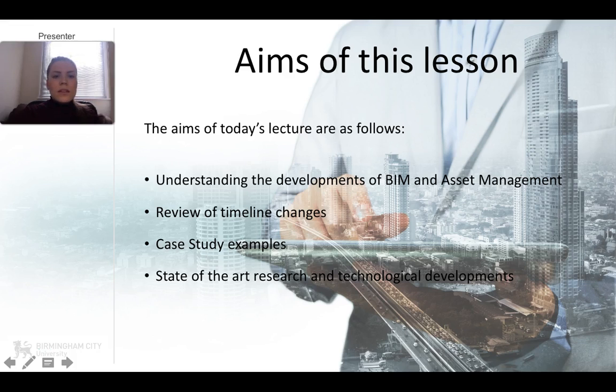The aims of this lesson today will be understanding both the definitions and the developments of BIM and asset management, as well as the review of the changes that have occurred within a period of a number of years. The case study examples will be examined as well, and these are examples from industry, which will also include the applications of research-based technologies to improve asset information management. So we'll also be ending on a note on the state-of-the-art technologies and also what to expect in the future development of asset management.